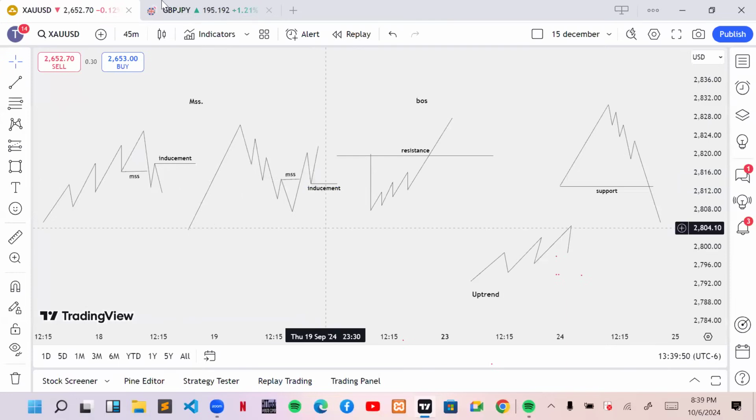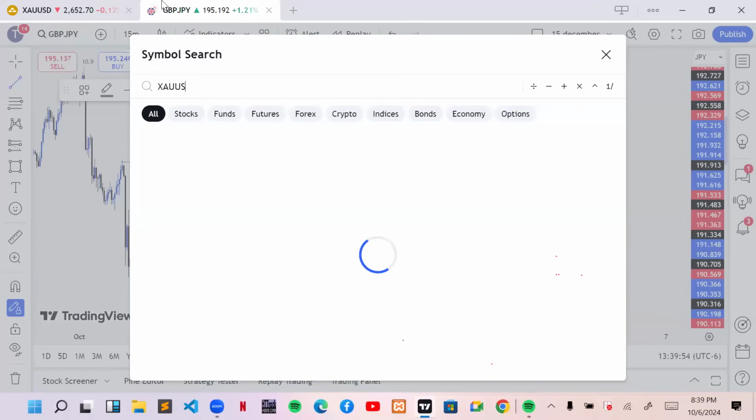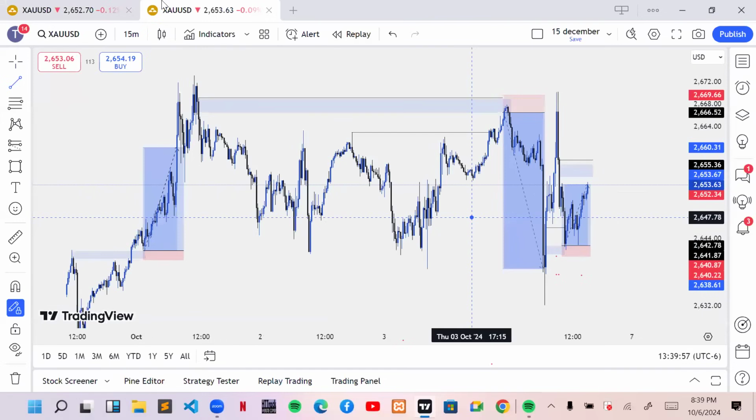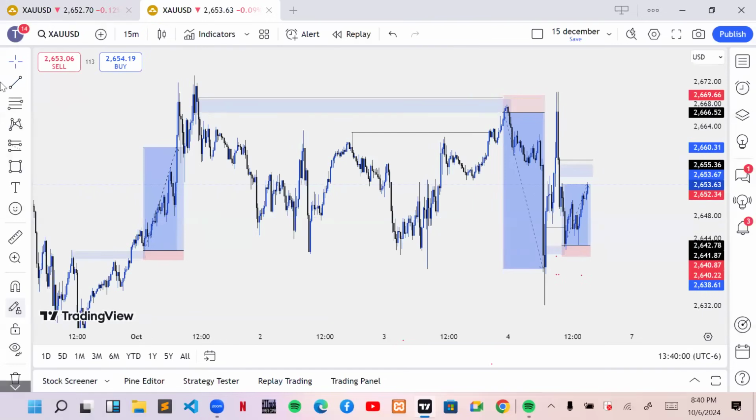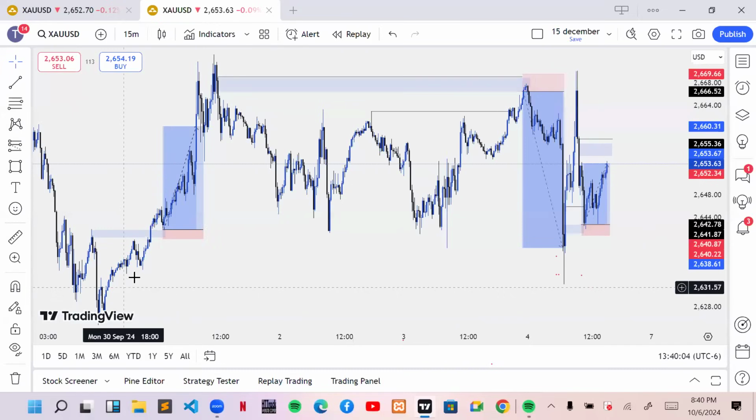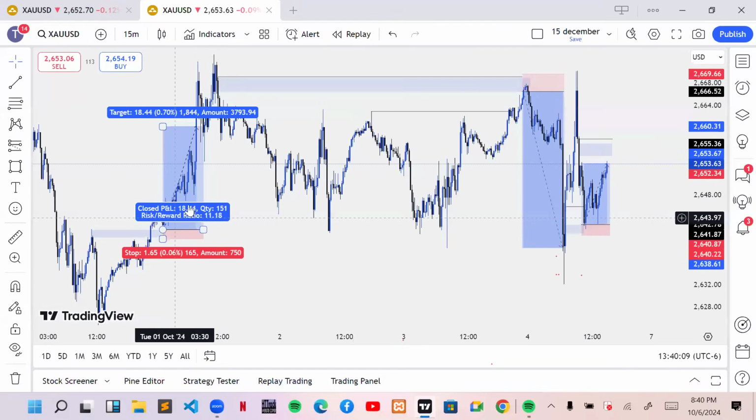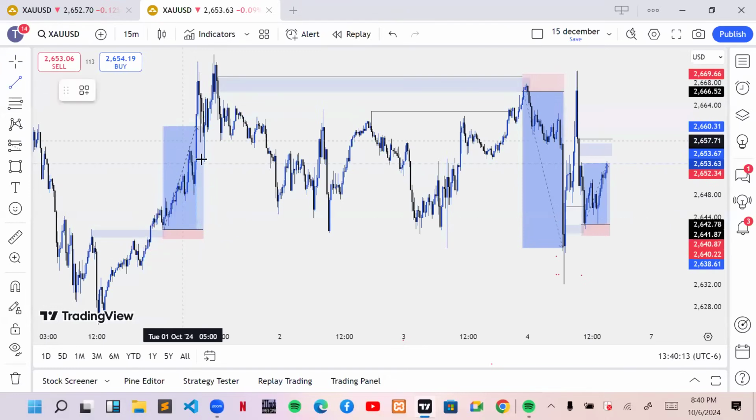So let me show you a live chart. So this was the previous move in the market. Pay attention to the previous move. So as market was on an uptrend, you see market being on an uptrend, higher highs, higher lows, higher highs, higher lows, higher highs, higher lows, higher highs. Then this was when market shifted structure to the downside, right here.